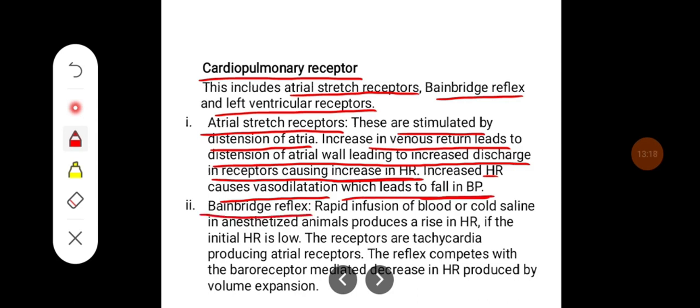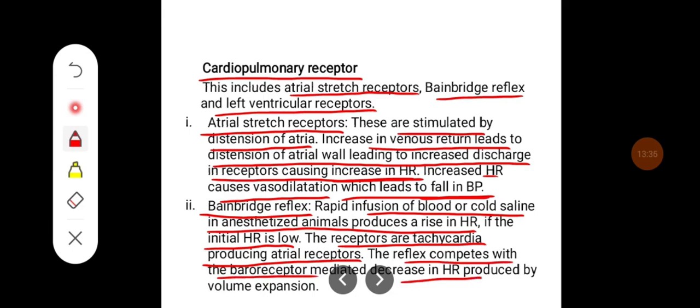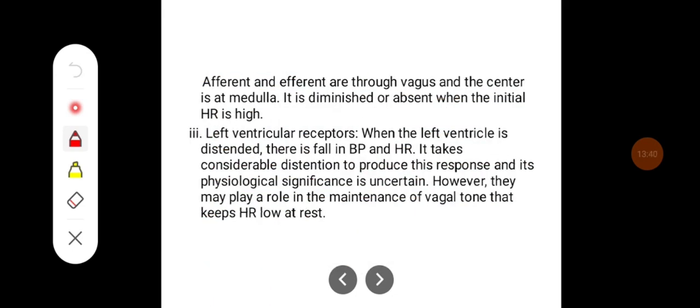Bainbridge reflex. Rapid infusion of blood or cold saline in an anesthetized animal produces a rise in heart rate if the initial heart rate is low. The receptors are tachycardia producing atrial receptors. The reflex competes with the baroreceptor mediated decrease in heart rate produced by volume expansion. The afferent and efferent are through the vagus, and the center is at the medulla. It is diminished or absent when the initial heart rate is high.